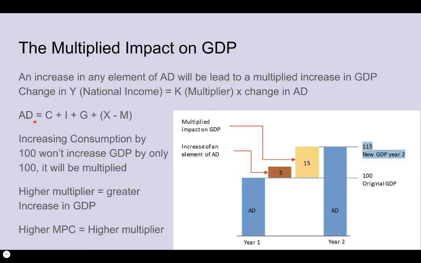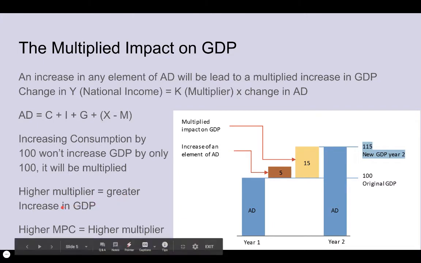And we know our components of aggregate demand are here. So if we increase any of these, they will increase aggregate demand, but we know that needs to get multiplied because increasing, say, consumption by 100 won't just increase GDP by 100. This is going to get multiplied as it moves through the economy. And if there's a greater multiplier, there'll be a greater increase in GDP, and so a greater increase in economic growth.